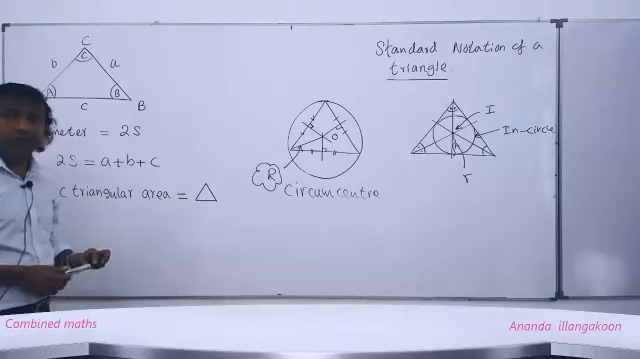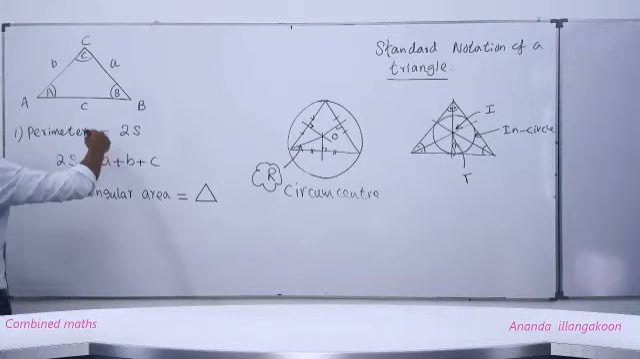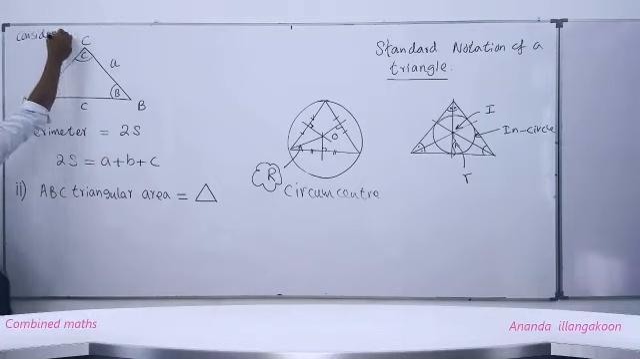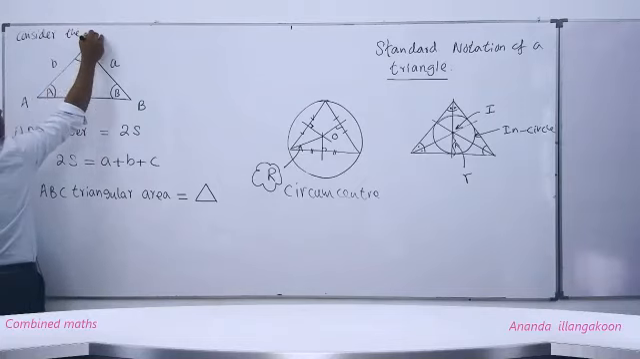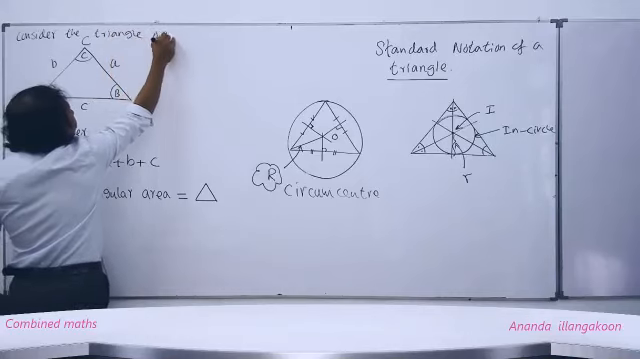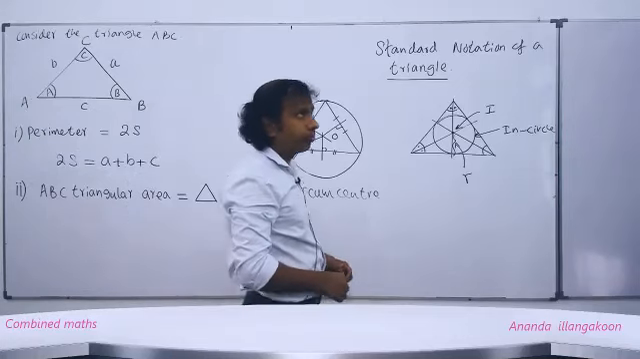Right, so then first we come to that. Write the heading as standard notation of a triangle. And write down: consider the triangle ABC. Draw this diagram.